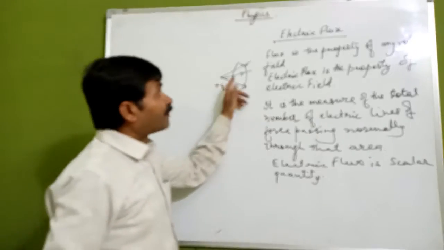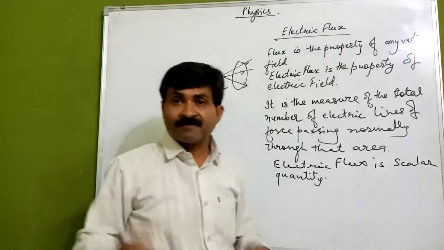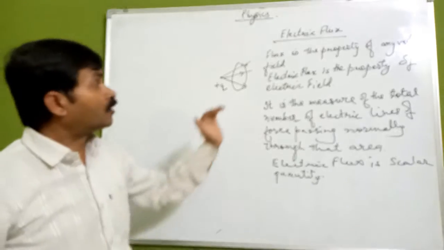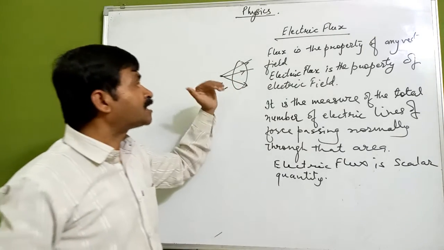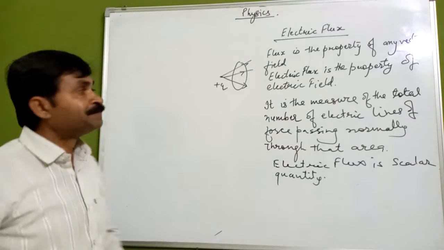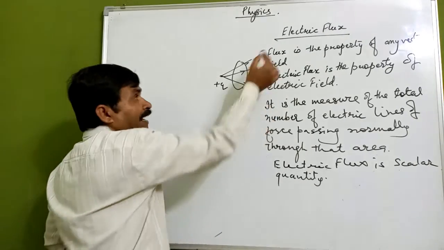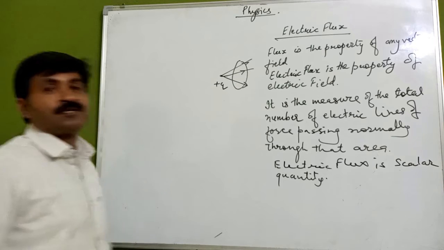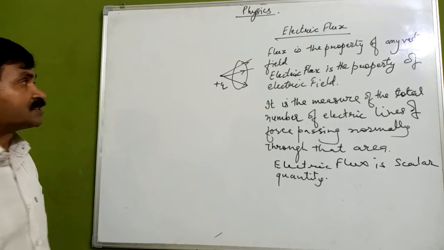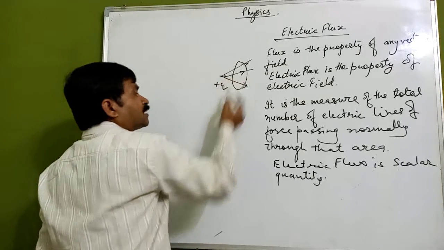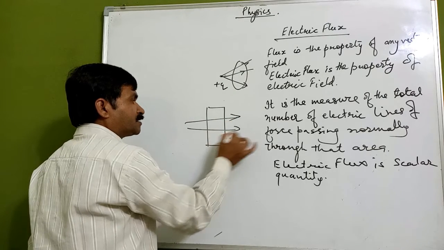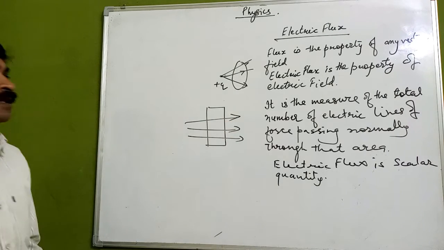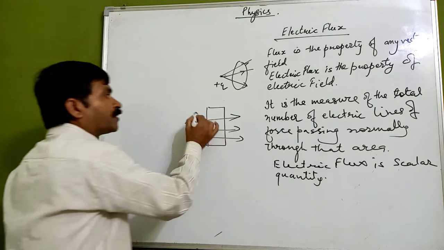So electric flux is basically a property of any vector field. Here we are talking about electric flux, which is also a property of the electric field. In terms of electric flux, it is the measure of the total number of electric lines of force. Suppose these lines of force are passing like this, normally through a particular area.